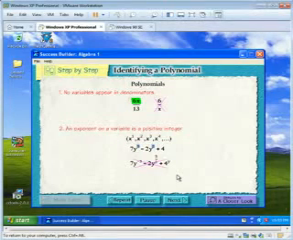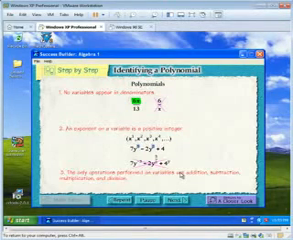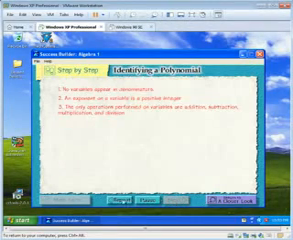Once we've taken care of the exponents, Rule 3 says that the only operations being performed on a variable are addition, subtraction, multiplication, and division. Let's look at some examples.